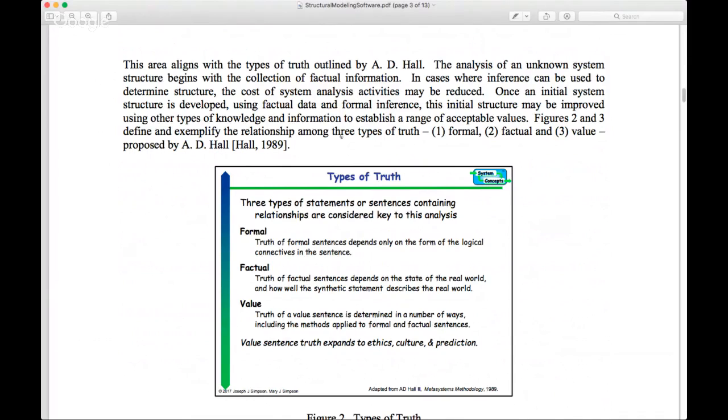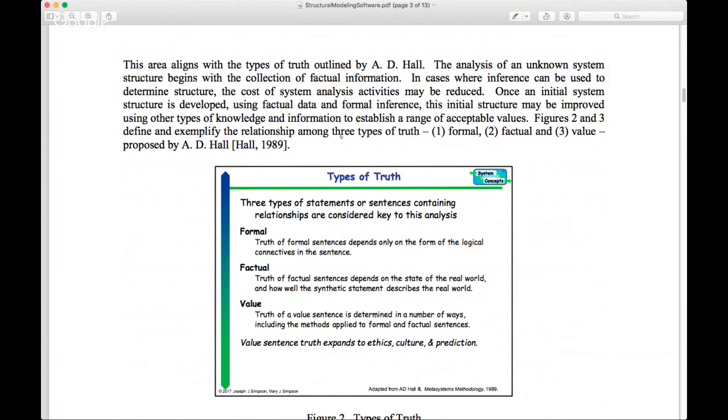So as we go through and start talking about the differences between local and global and inference and truth, you introduce the ideas that were developed by A.D. Hall in Metasystems Methodology, where he talks about three kinds of truth. We have formal truth, which is basically our inference. When we know in the global sense that we can do inference, that's a formal truth. And we have factual truth. Factual truth is where we actually go out and measure, get information.